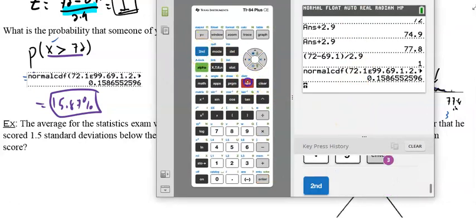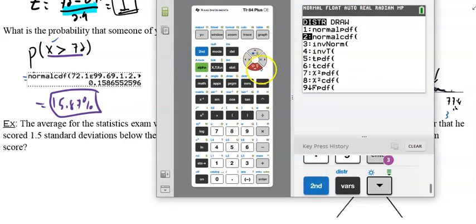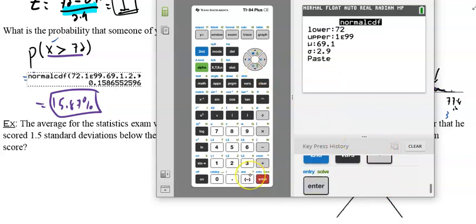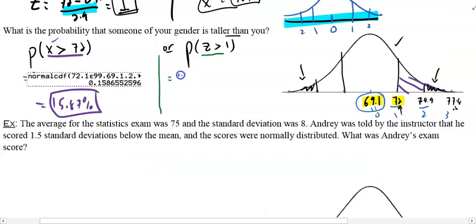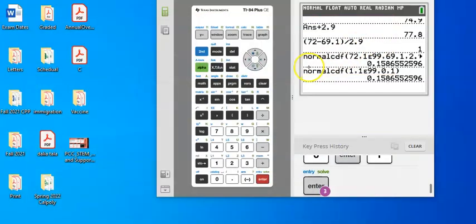When I go to my distribution, I go for my normal CDF. What's the lower bound? 1. What's the upper bound? E to the 9. What's the average? 0, because that's standard normal. Standard deviation is 1. And guess what? For sure we're going to get the same answer every time.